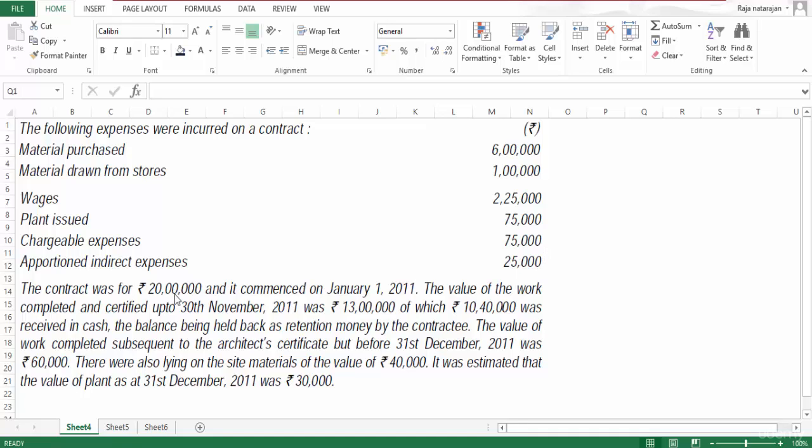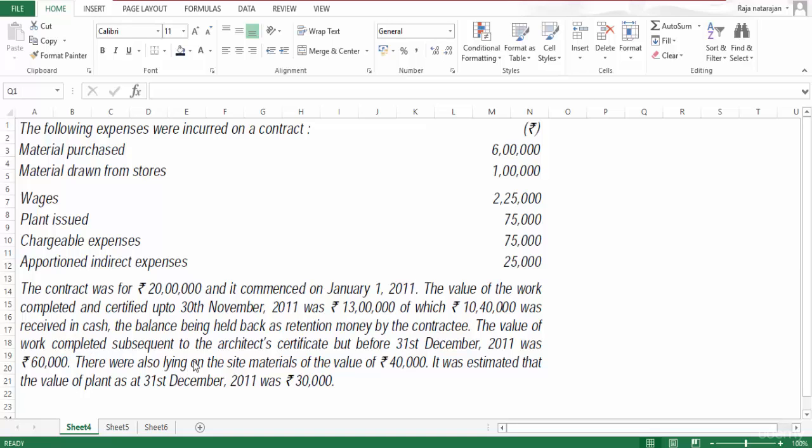The contract is for 20 lakhs. It commenced on 1st Jan 2011. The value of work completed and certified up to 30th November was 13 lakhs, of which 10 lakh 40,000 was received in cash. The balance being held back as retention money by the contractee.